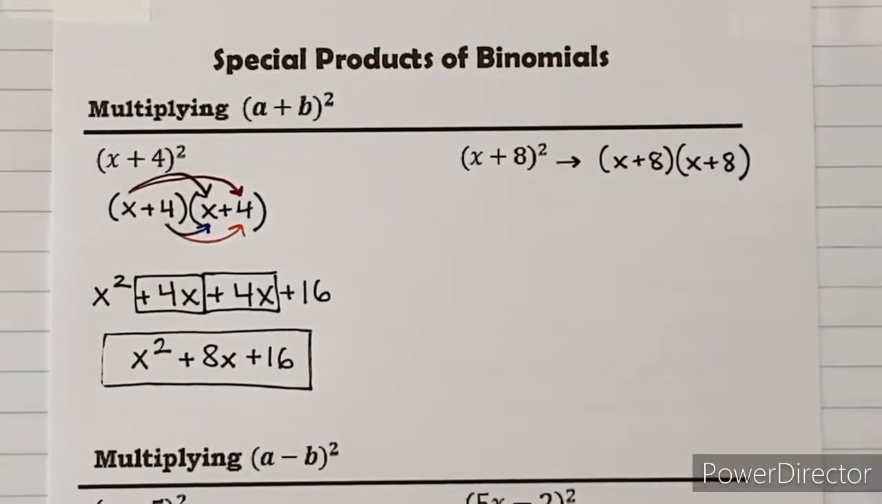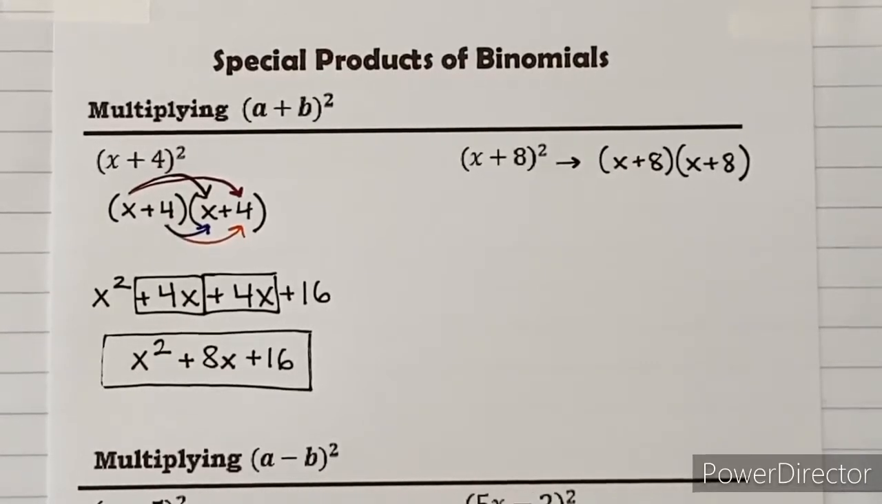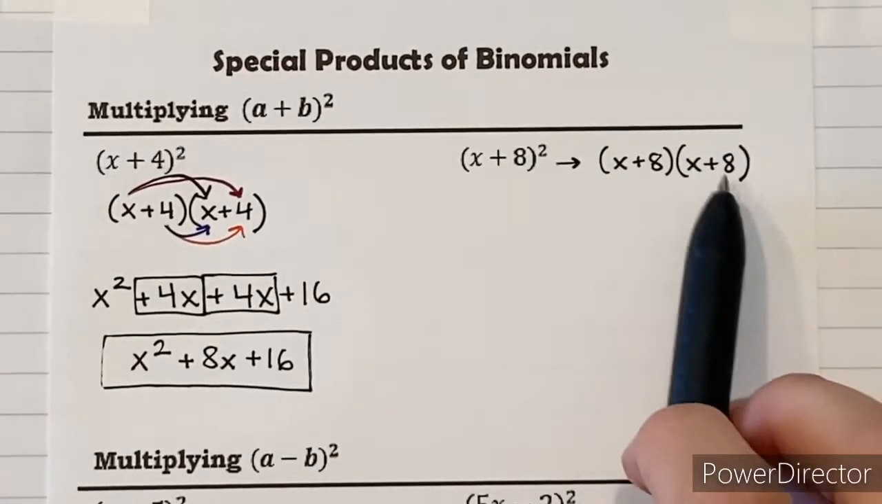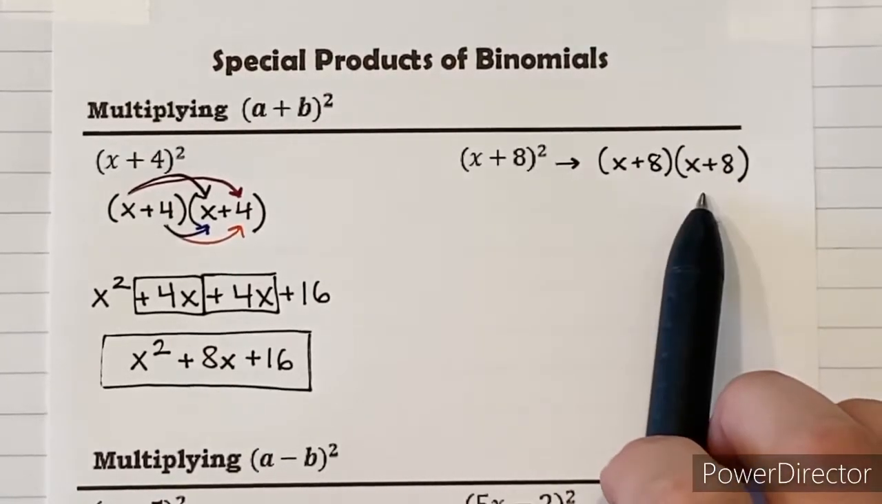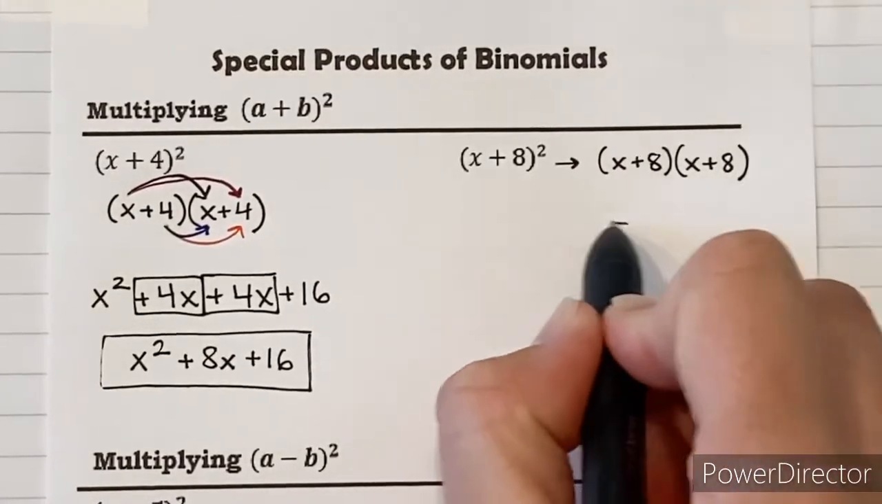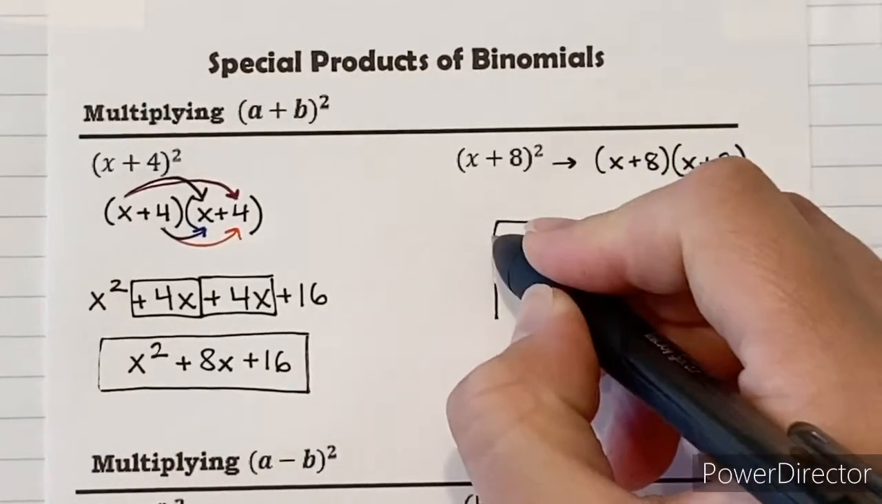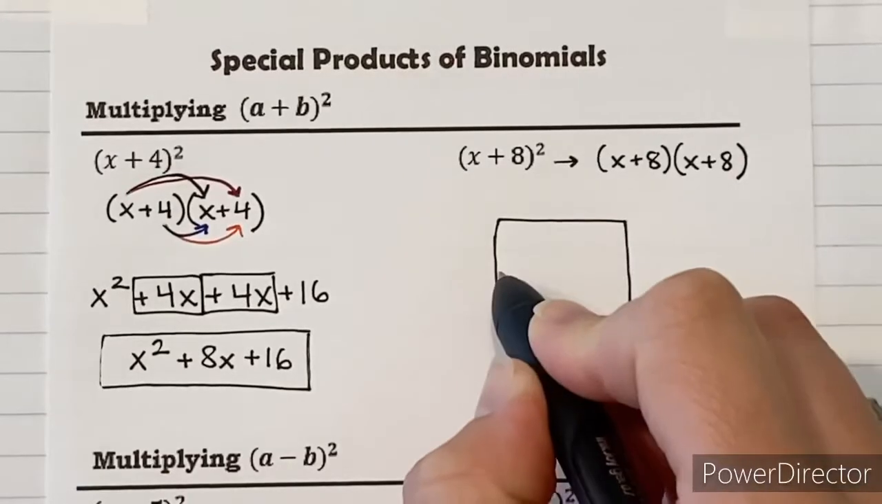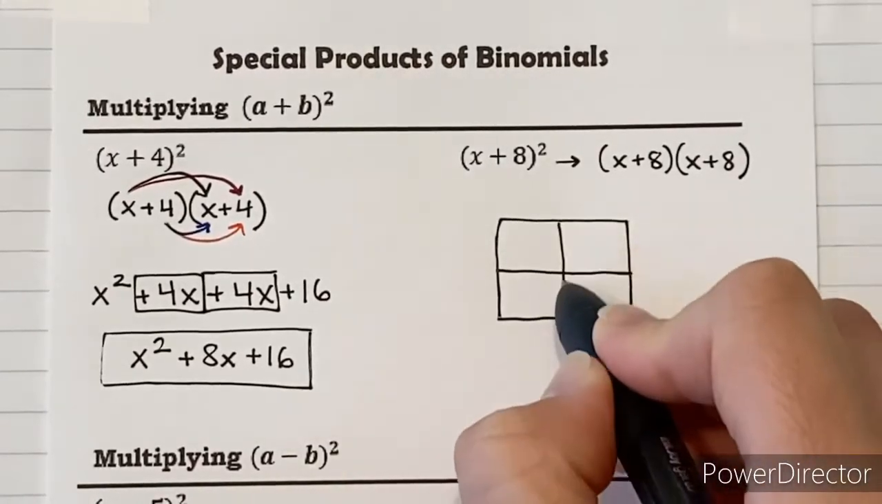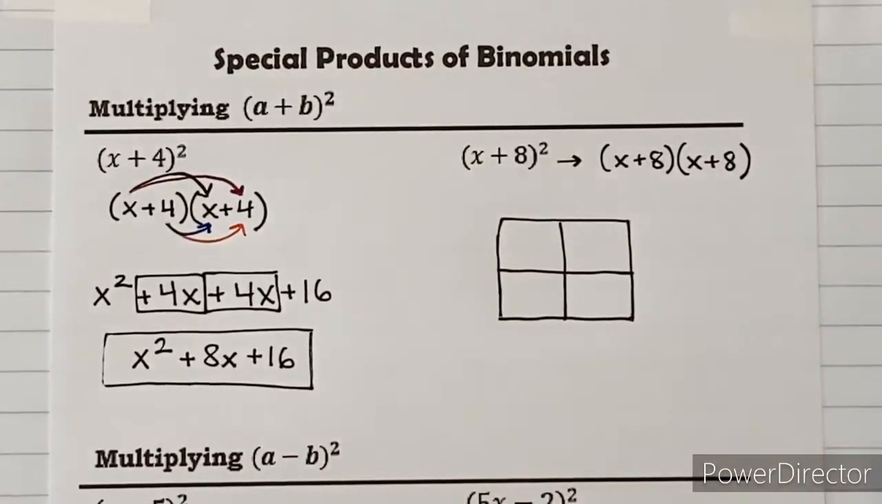And now I'm going to show you this one with the box method. So if you remember from last time, we have to think about what size box we're going to draw. And that depends on the number of terms in each set of parentheses. So this one has 2, and so does that one. So we're going to have a 2 by 2 box. So if you remember from last time, 2 by 2 boxes look like windows. So go ahead and draw your little 2 by 2 box. It's going to look like a window.